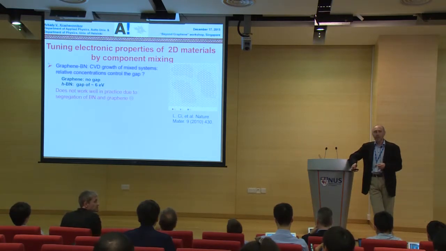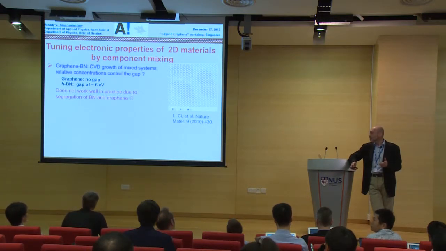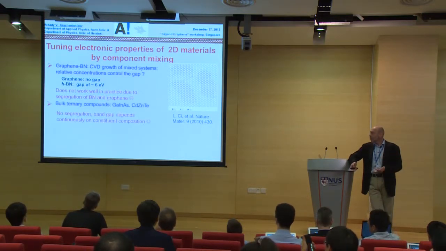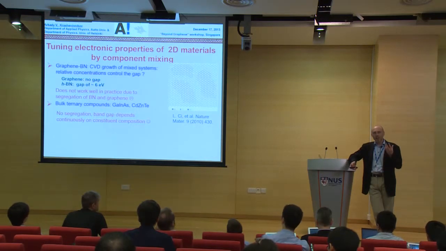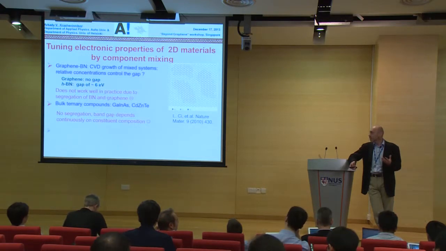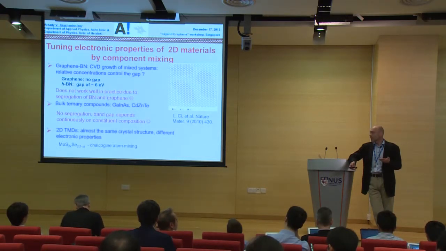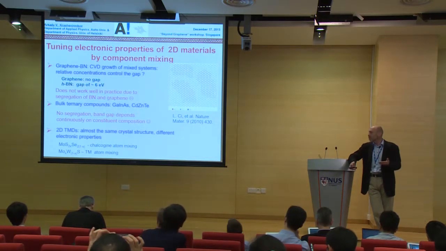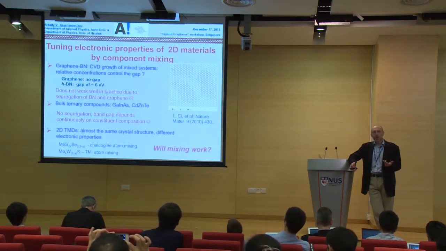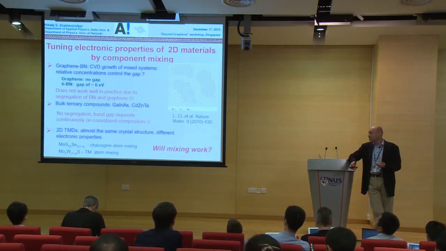Unfortunately, in practice, this doesn't work, or to be precise, doesn't work well. There is some progress in this area. Graphene and boron nitride tend to segregate. At the same time, we know that bulk ternary compounds, semiconductors, do exist, and the band gap can be tuned continuously. So the question is, if we take 2D materials and mix up atoms, for example, in the chalcogen sublattice, sulfur and selenium, or in the metal sublattice, for example, tungsten and molybdenum, will these compounds be stable? And the second question, what would the electronic structure be in this case?